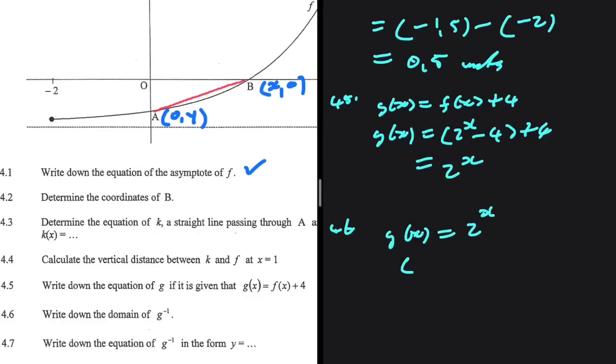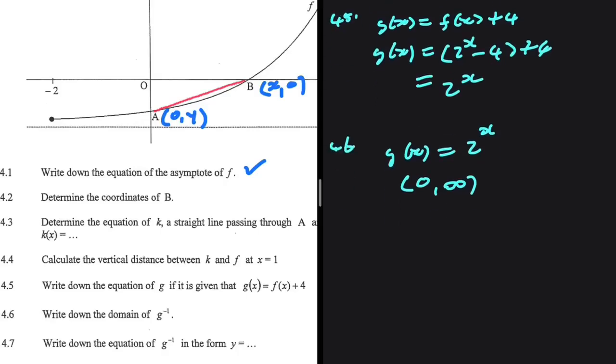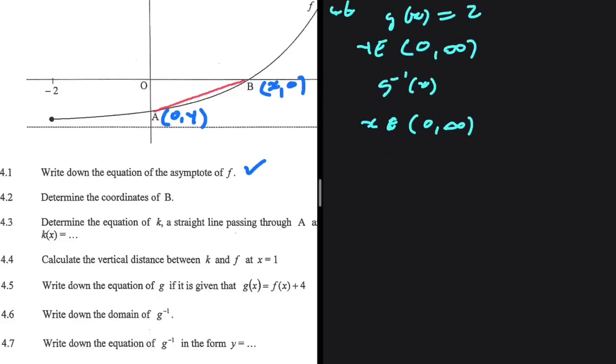x? Well, the range y is an element of 0 to infinity. It cannot touch 0, but it cannot touch infinity also. We know that for sure. So this is the range of g of x. So the domain of g inverse of x will be an element of 0 to infinity. That's how it works. That's all we have to do.